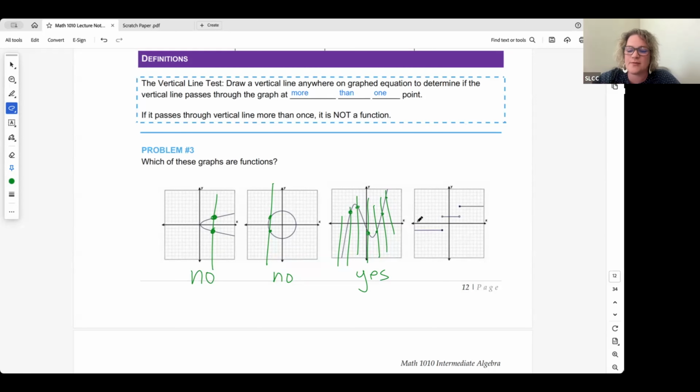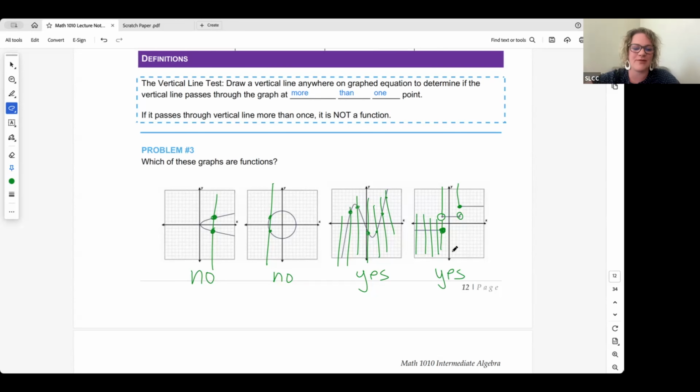What about this one? Draw the line. I just see one. What's happening here? Notice this is an open hole and this is an open hole. So if I drew a vertical line, it would only be true right there. Since this is open, it's only true right here. There are not two output values. There's only one output value. So is this a function? Yes, it is. Great job.